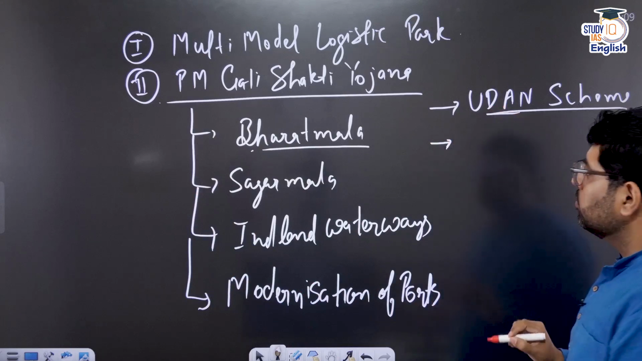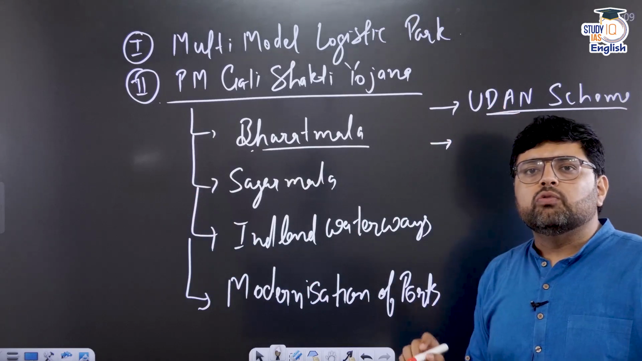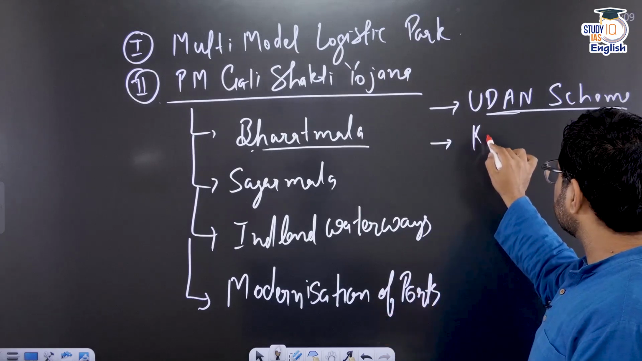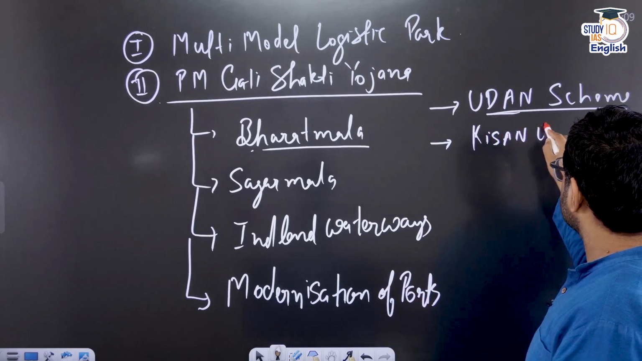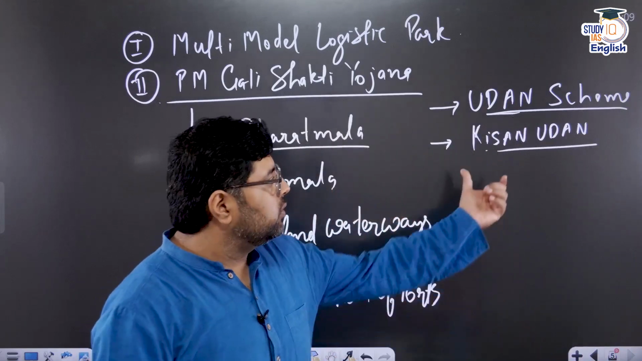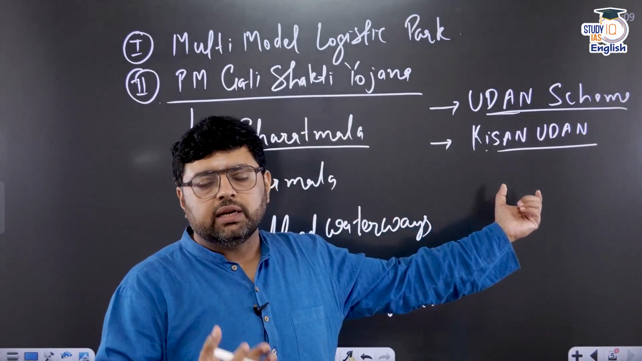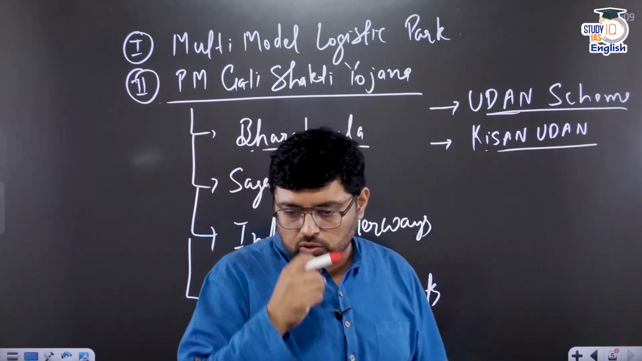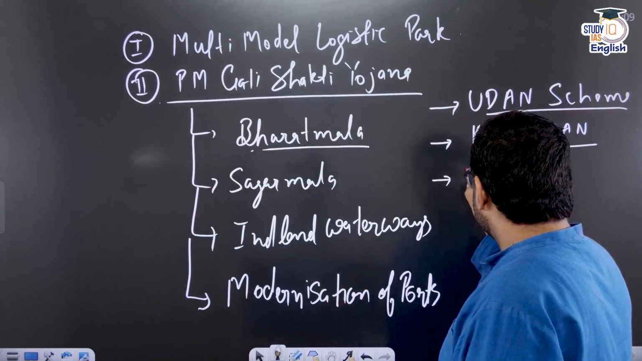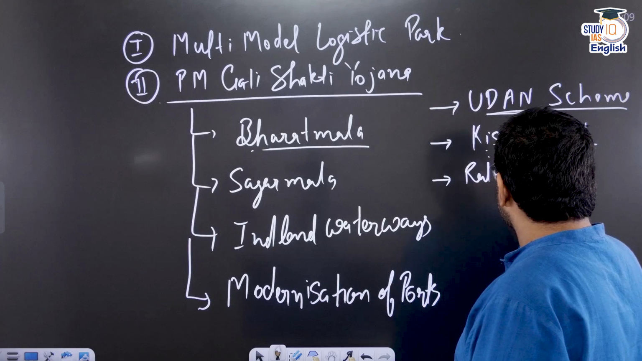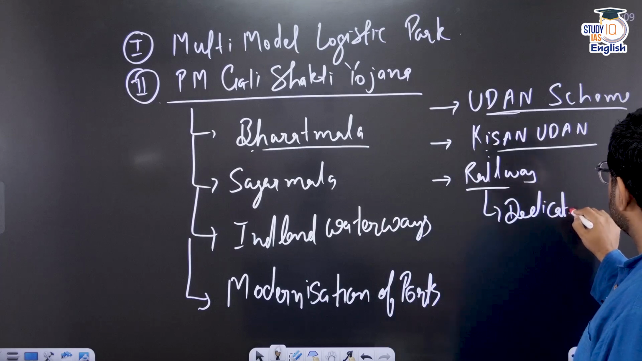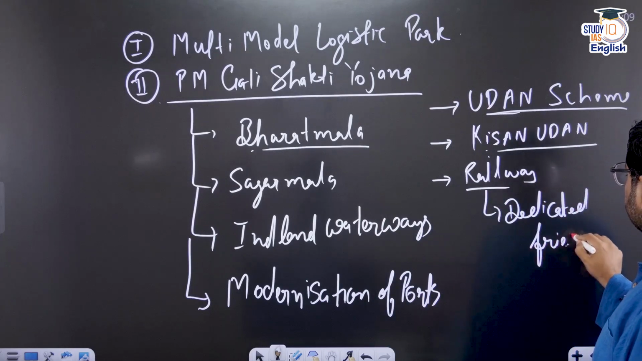Now to further provide the benefit of the Udan scheme to farmers also, because farmers are producing perishable items, government came with the concept of Kisan Udan. Ultimately the objective is that whatever perishable items the farmer is producing can be sent in less time without wastage. So it benefits both the nation as well as the farmer, because he will get the money. Now when it comes to railway, we are making a dedicated freight corridor.